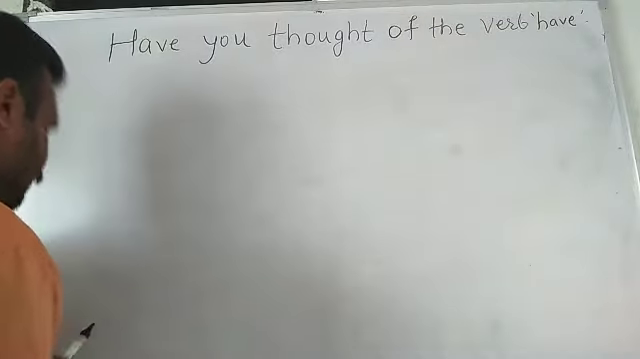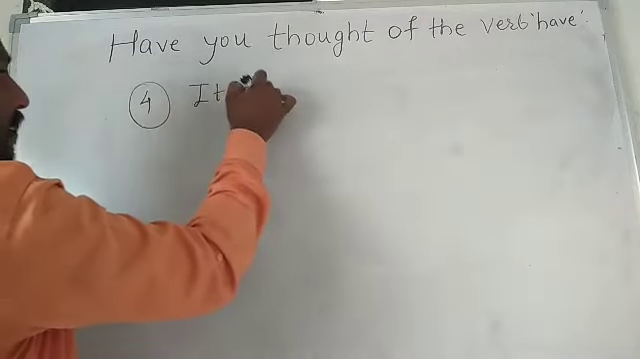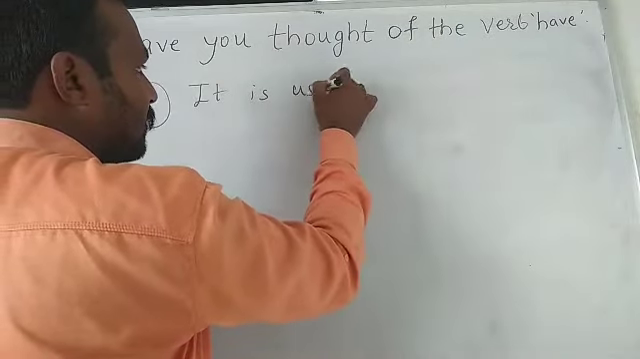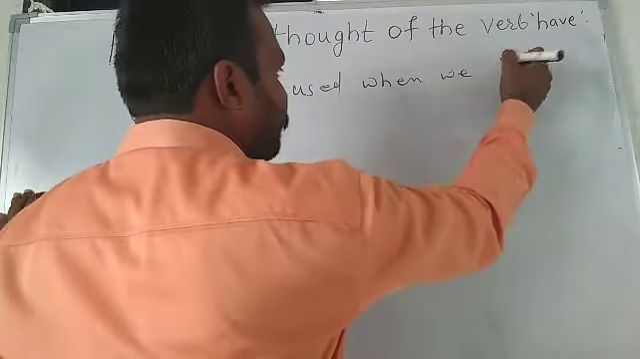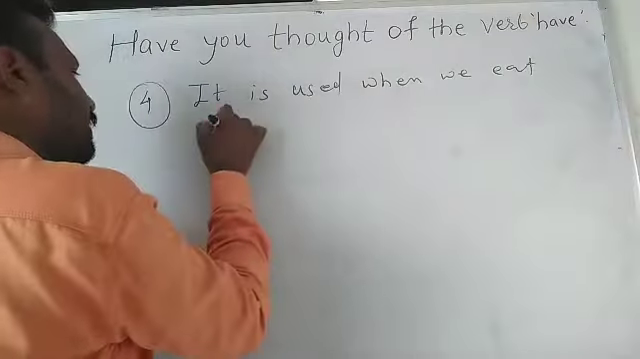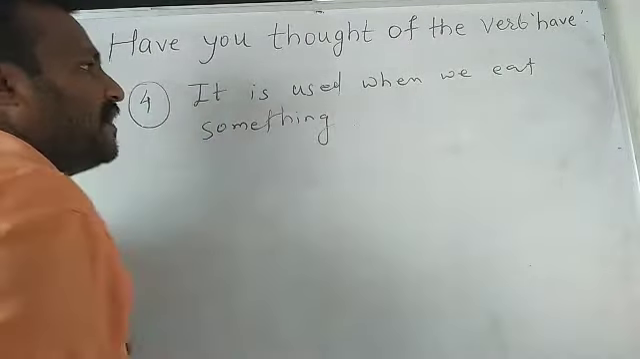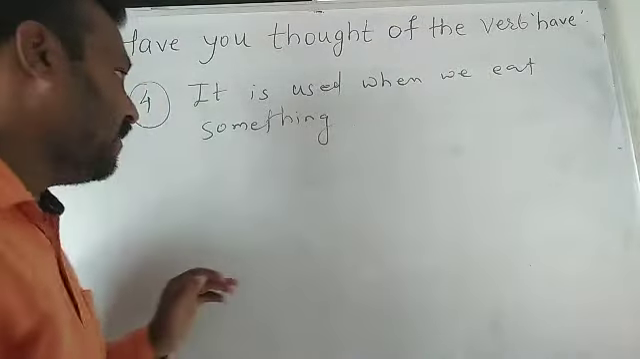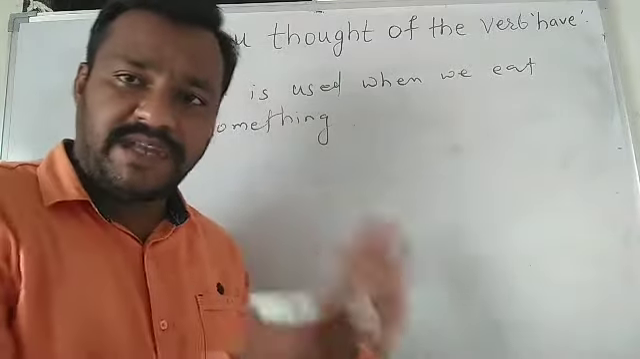Fourth use of to have. It is used when we eat something. In very simple way, I am going to explain you. It is used when we eat something. That time also, whenever we are eating something, that time also we can use have forms.